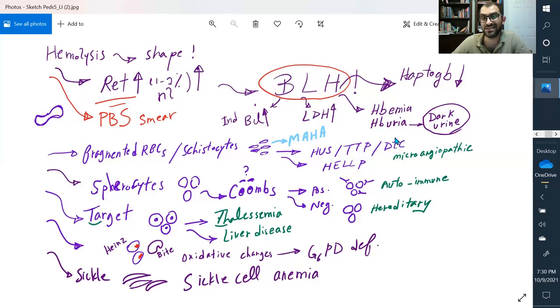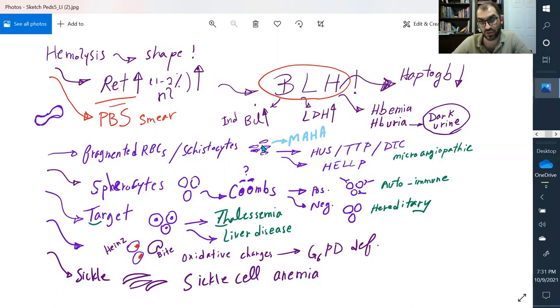MAHA, microangiopathic hemolytic anemia. HUS, TTP, DIC in internal medicine and hematology, and their stepsister in OB-gynecology: HELLP. Help, help, help. Hemolytic uremic syndrome, thrombotic thrombocytopenic purpura, and DIC, disseminated intravascular coagulopathy. Three brothers in internal medicine and their stepsister in OB-gynecology. HELLP: Hemolysis, Elevated Liver enzymes, and Low Platelets.